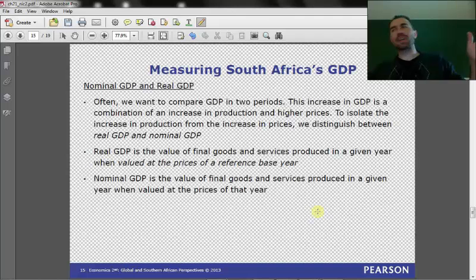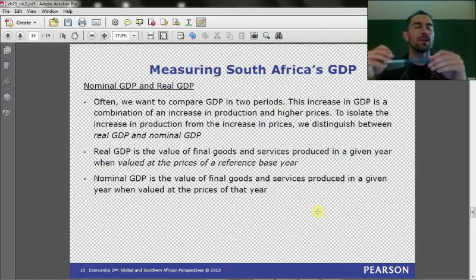So here's the two bits of information we've been told so far. You've produced some amounts of cell phones, and the amount that you produced is 100. 100 cell phones produced. The price at which those cell phones were sold, 1,000 Rand. Those are your two bits of information so far. And it's 2017. That's the third bit of information. The year is 2017. So you can now calculate GDP for 2017.